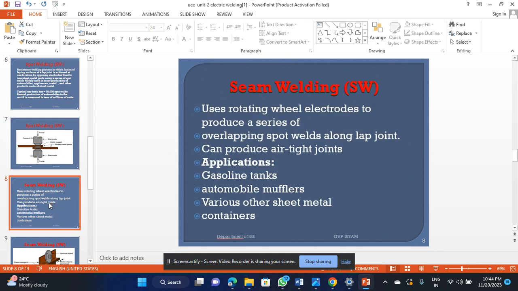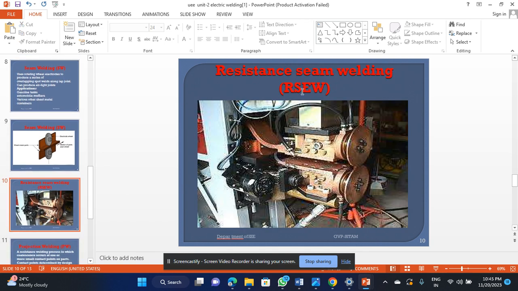So next one is seam welding. What is meant by seam welding? Here we are using rotating wheels. In the previous case the electrodes were rod type, but here we are using rotating electrodes. Rotating wheel electrodes produce a series of overlapping spot welds along the lap joint, and can also produce airtight joints. The main applications of seam welding are gasoline tanks, automobile mufflers and various other sheet metal containers.